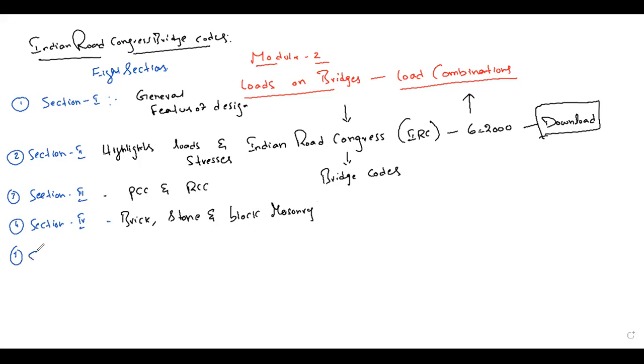Okay. Next one, section 5. Section 5 is talking about steel road bridges. Okay, guys, see here we will highlight which is important for your second module. So section 5 talks about steel road bridges. And next one, the sixth one, section 6. Section 6 talks about composite construction.